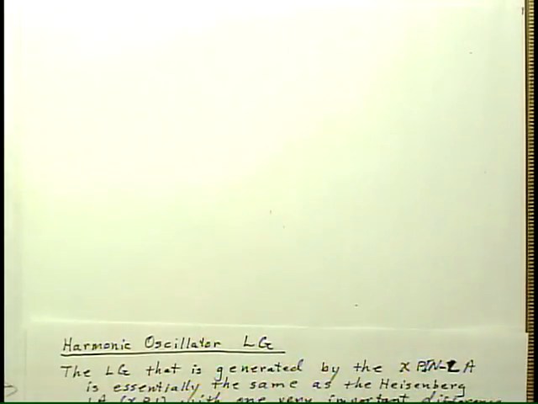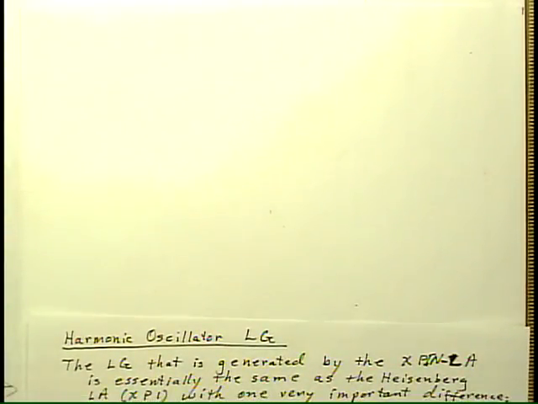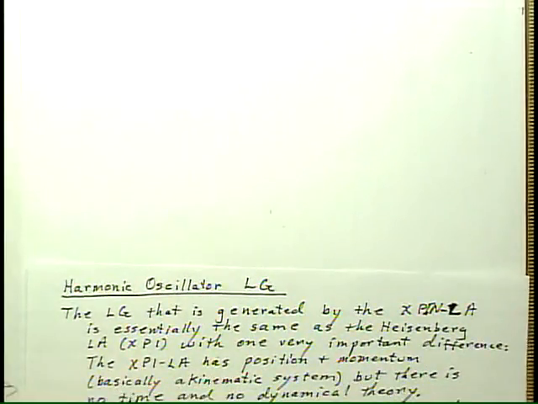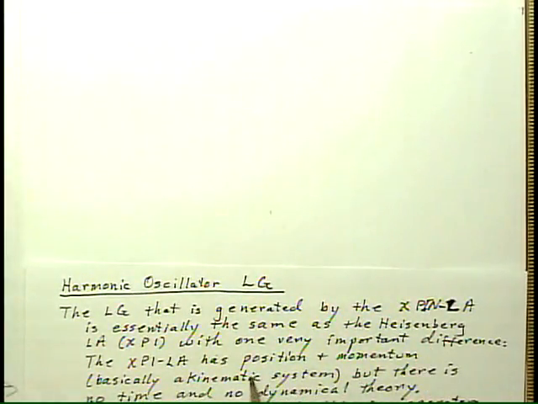Let us look now at the Lie group that is generated by the harmonic oscillator Lie algebra. Now, this Lie group is generated by the action of the operators x, p, I, n, where n is the number operator. That's essentially the same as the Heisenberg Lie algebra, with one very important difference. We had in the Heisenberg Lie algebra just x, p, and 1.